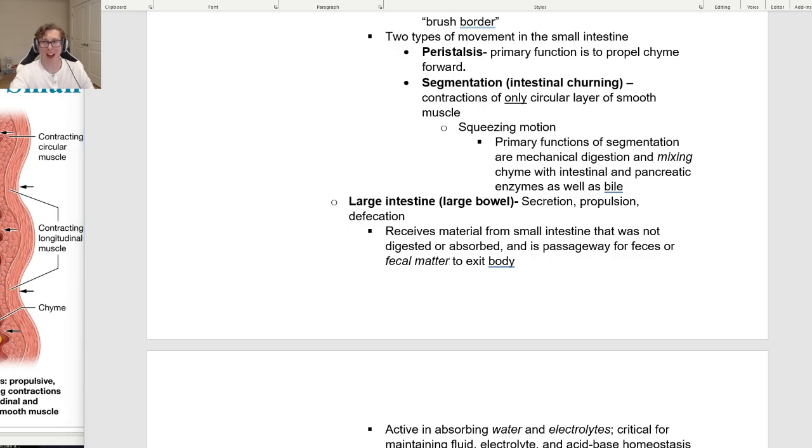If you are having diarrhea, which is a huge cause of death in a lot of countries, it's because your large intestine isn't having enough time to absorb all of that liquid out from the chyme. It is very important.